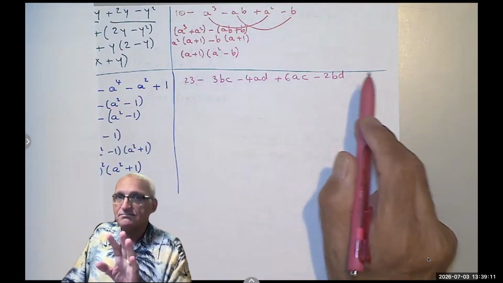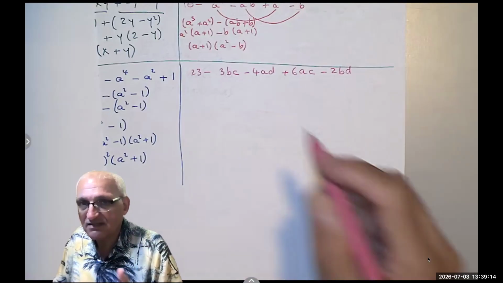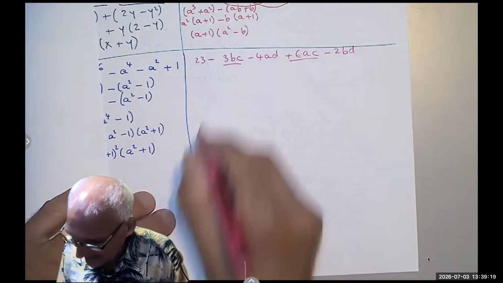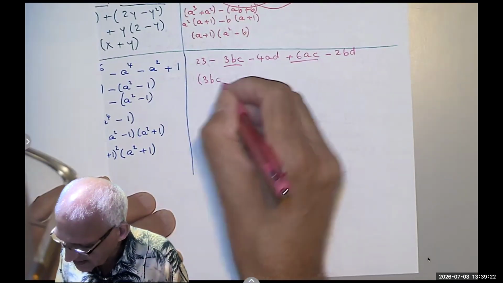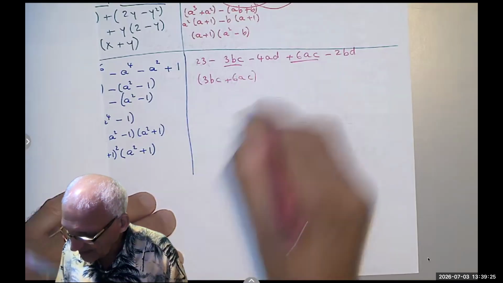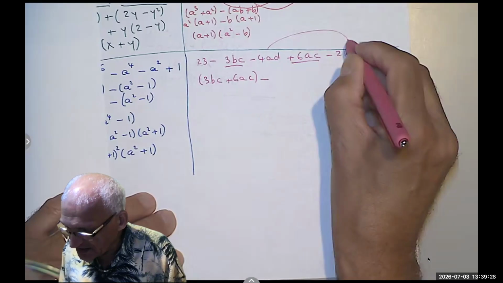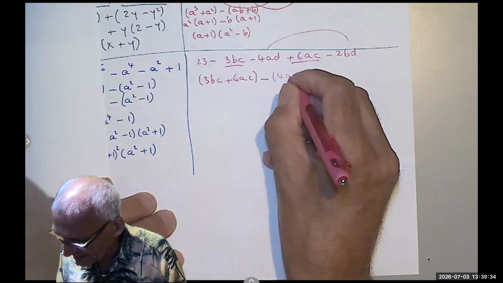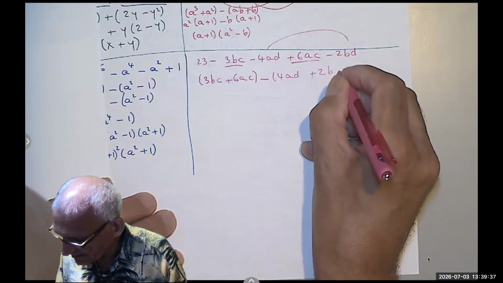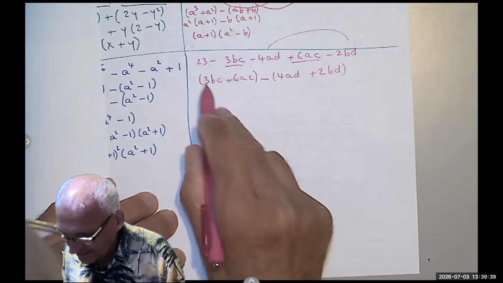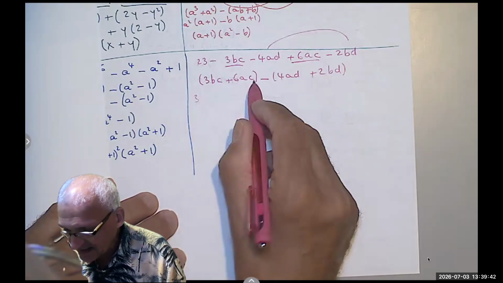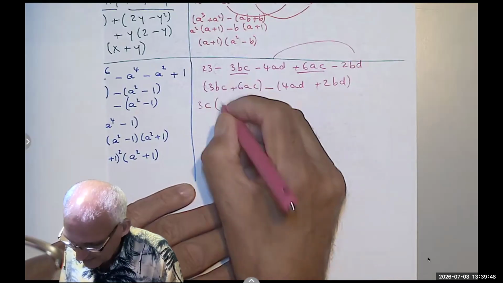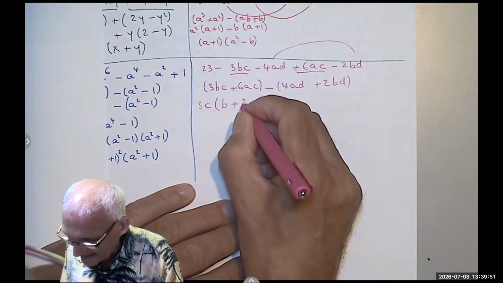So we don't just combine any two terms. You have to see that there is the same relationship. So if I pick first and third, I get 3bc plus 6ac minus, and then I'm going to pick these two with a negative sign, so I change that into positive and that into positive, 4ad plus 2bd. Here I can factor 3 from the numbers and c as the same coefficient, same variable. So that leaves me with b plus twice a.